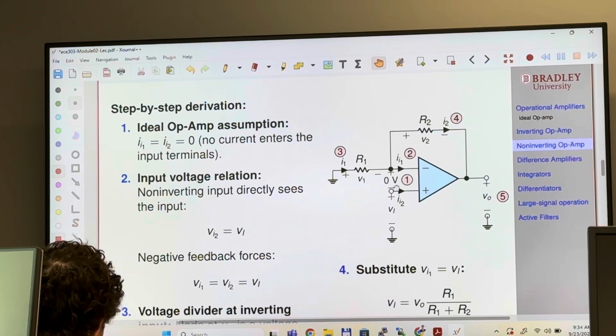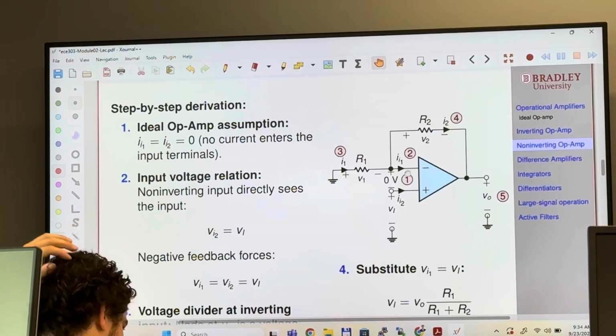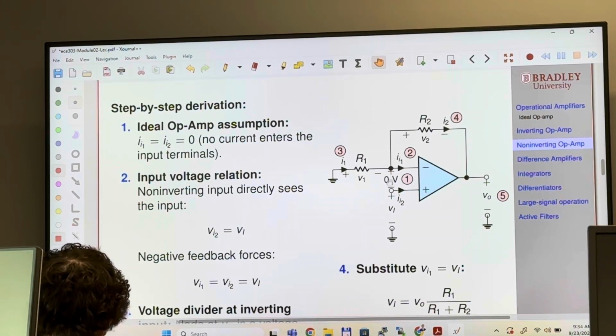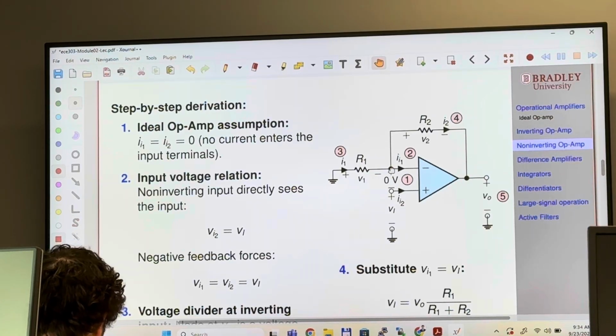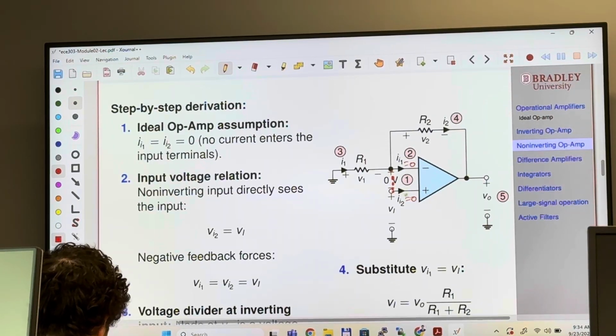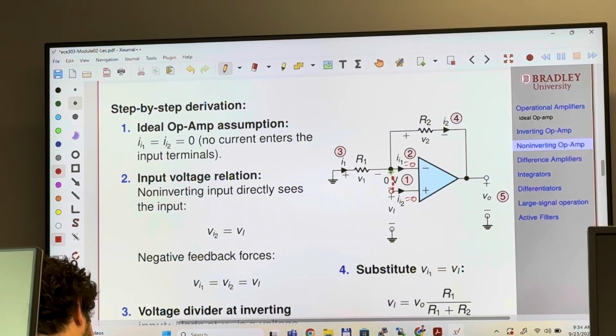So I gave you this little circle here. Circle 1, circle 2, circle 3, circle 4, circle 5. Which means you follow this step. Step 1, you assume that the voltage difference between these two terminals is going to be 0, which means that this is virtually short. And then no current, this is going to be 0, no current flowing here. And then step 2, input voltage relation.